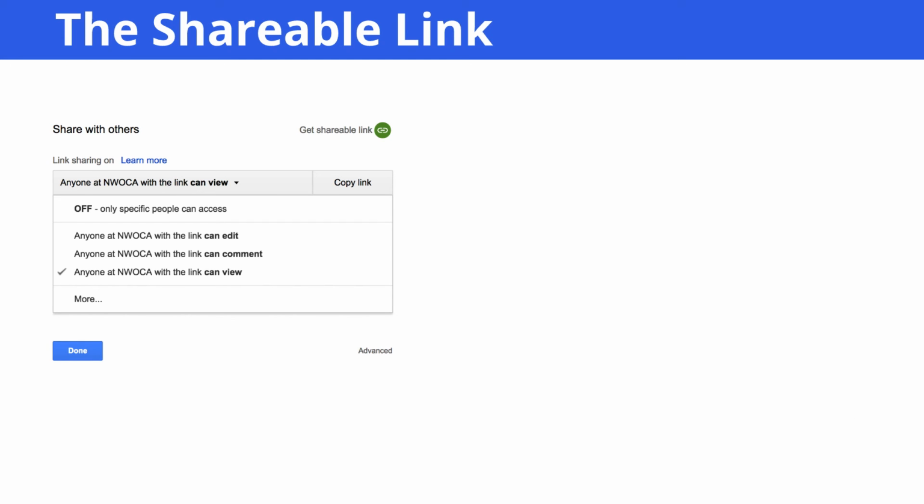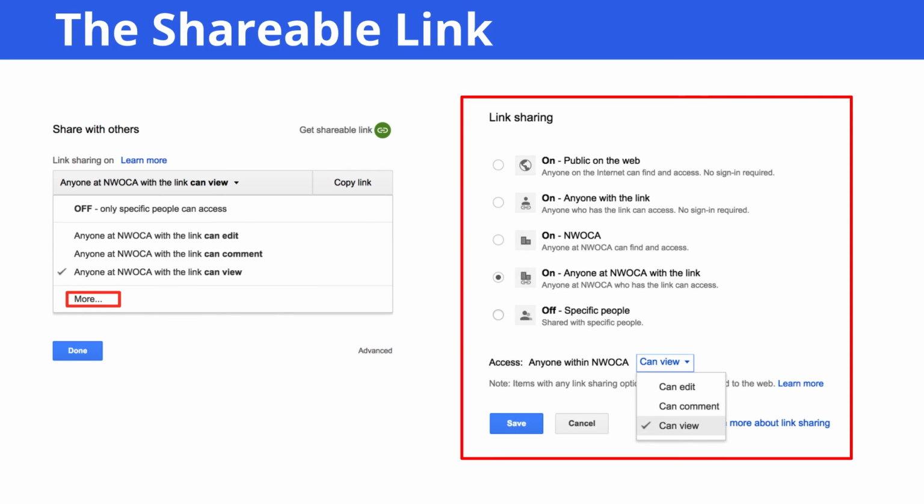So when you click the shareable link, you'll get this option that pops up. It's first going to start off with anyone at your organization. For our purposes here, our organization is NWACA. Then you can set up anybody with that link can edit, comment, or view. Or you can click that More button, and that brings up 5 different options.